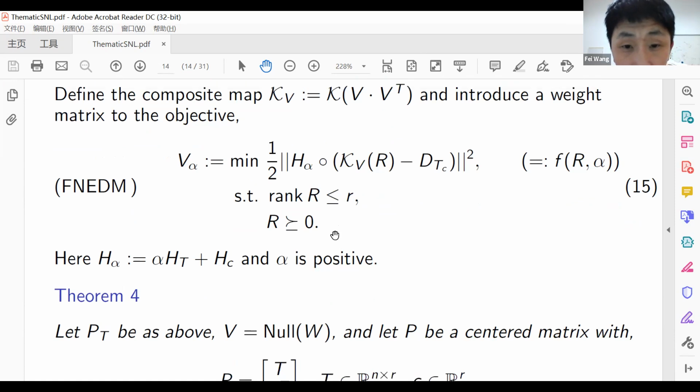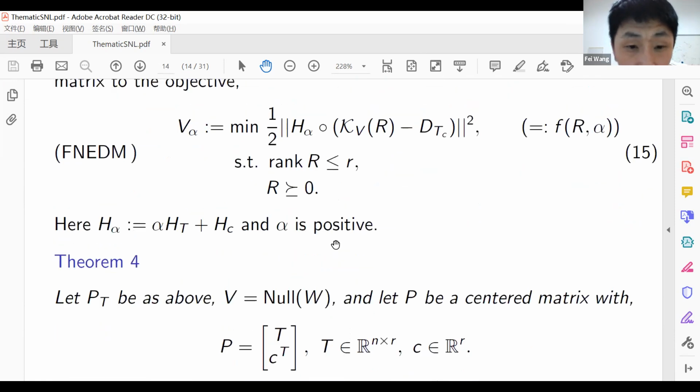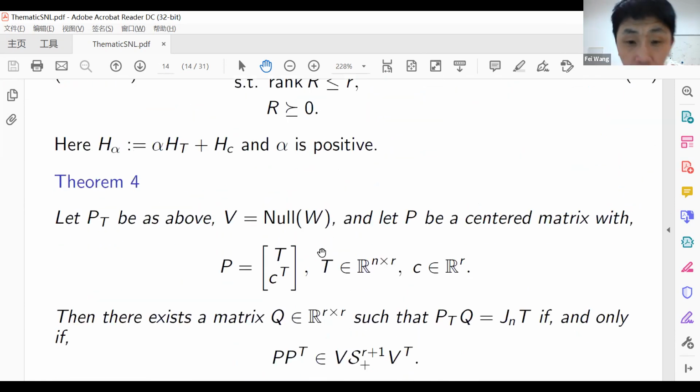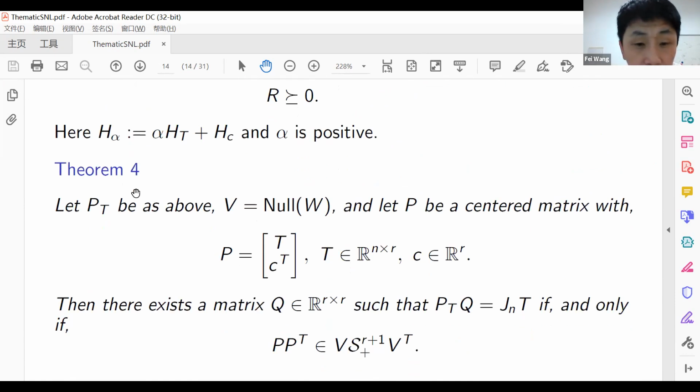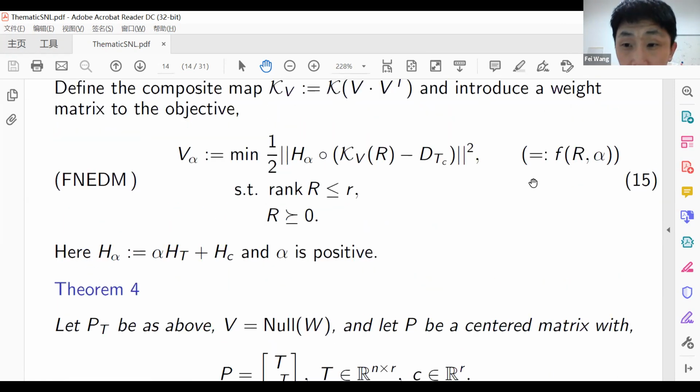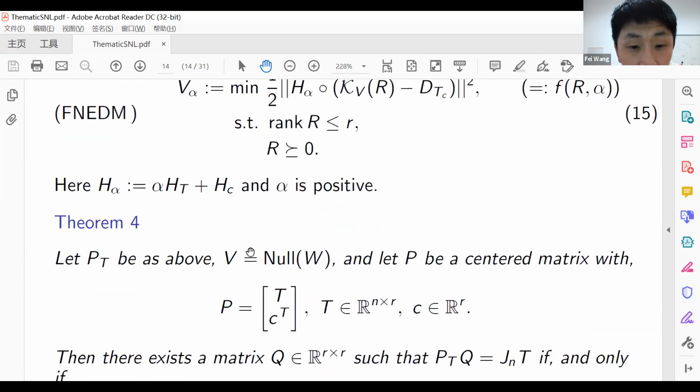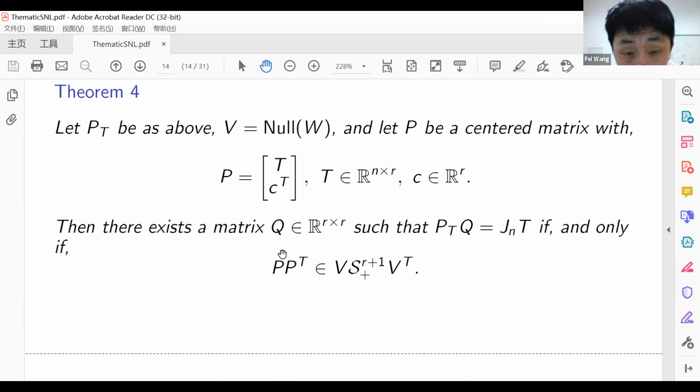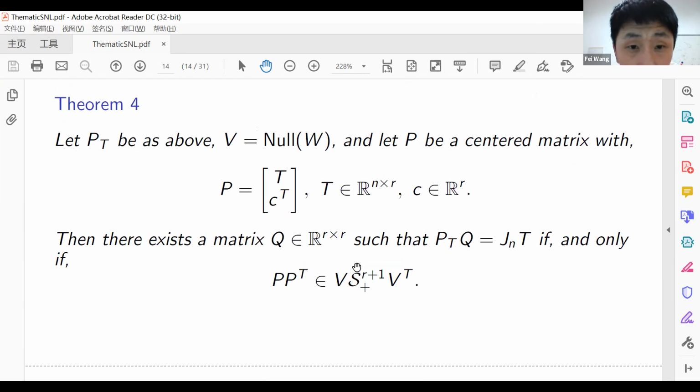So how do we solve this problem? Theorem 4 basically says that when we solve this FNEDM, the towers can be rotated back to its original position. So that's theorem 4.